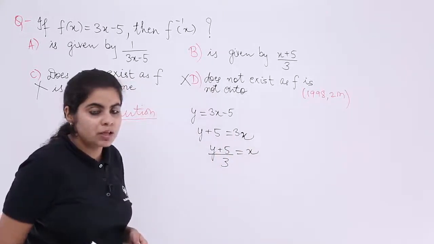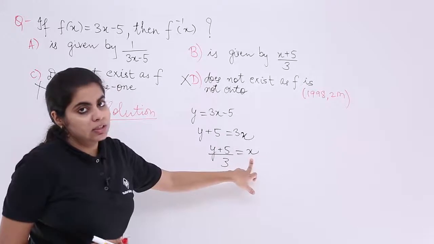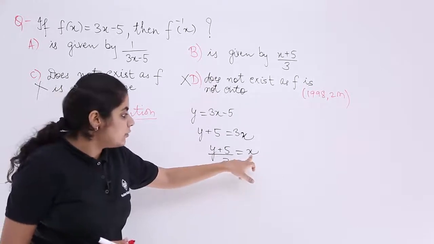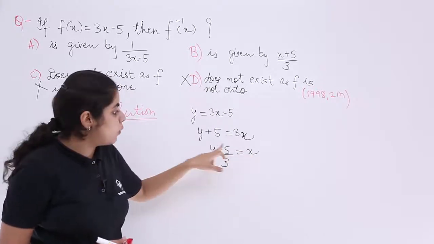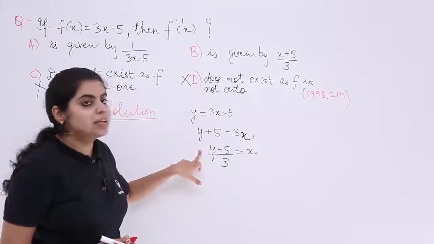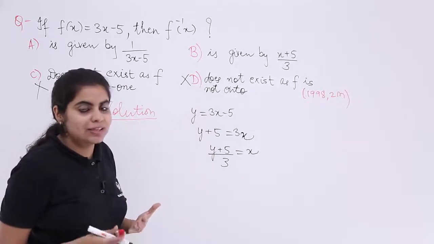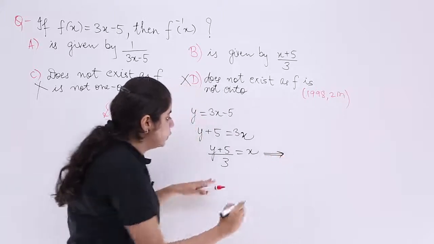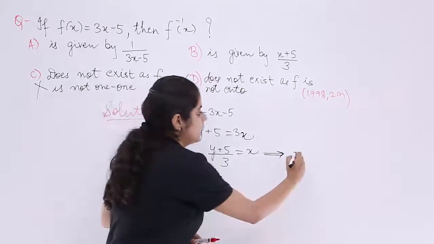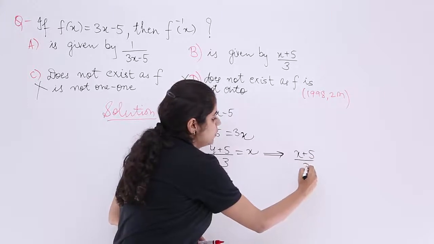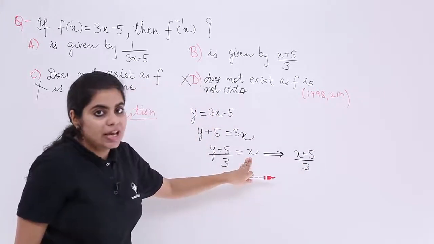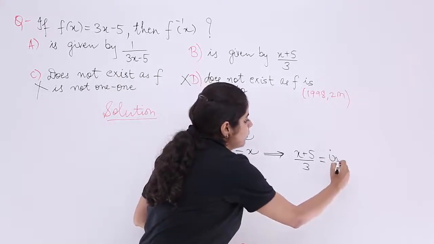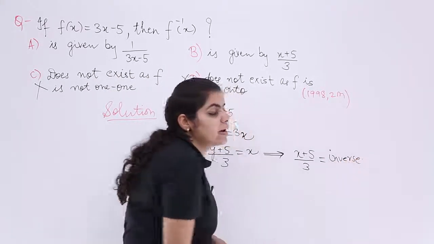Now this we know, right? x is not needed. What is needed is f inverse of something, right? So if f inverse x will come here, what will come here? Here it will come as x. This is what we usually do in the case of inverse. So the next step is simply you change y to x. So it becomes (x plus 5) upon 3 and you change x to f inverse. So the inverse is basically (x plus 5) upon 3.